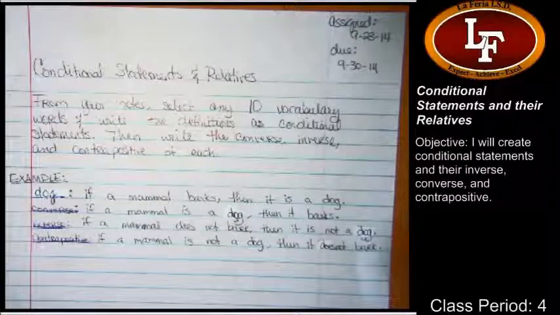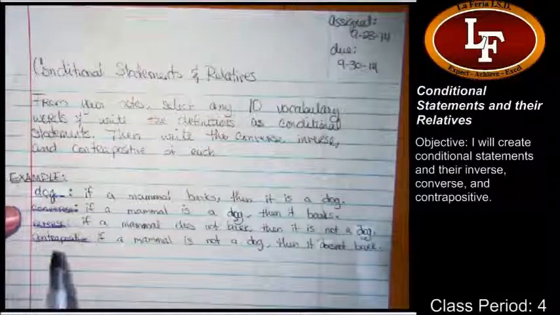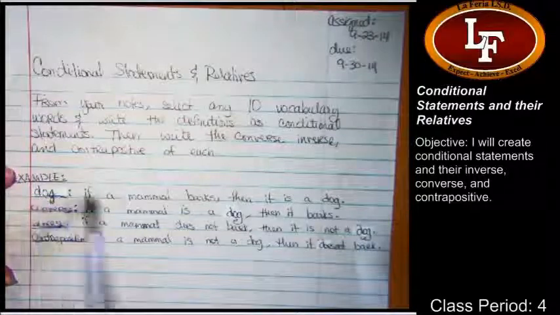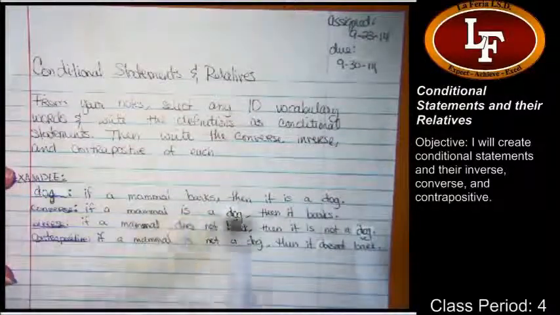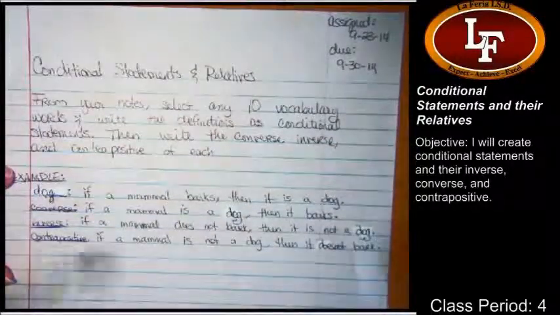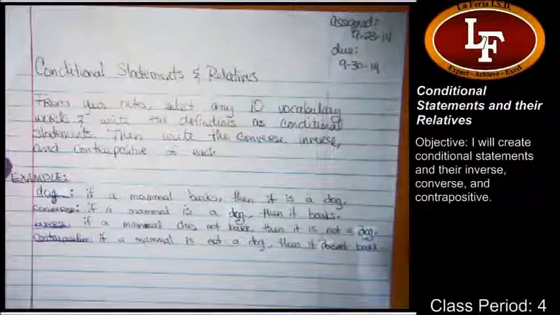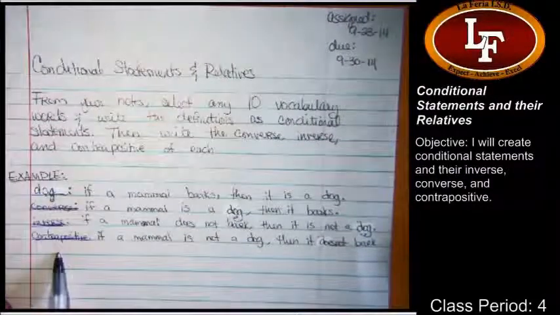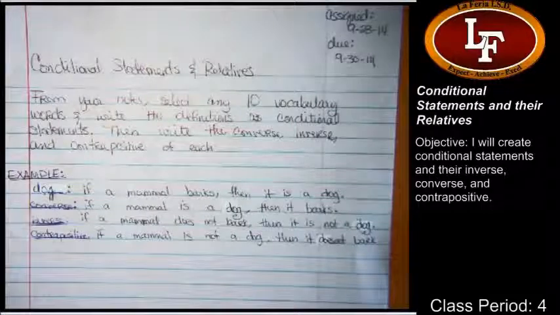When is it due? Look at the due date. The 30th, which is next Tuesday. And 40 sentences? 40 sentences. They're going to look something like this. See my example? So you have the original, then you have the converse, and the inverse, and the contrapositive. Okay? So that would be 1. You're going to have 10 of those because you're picking 10 words.